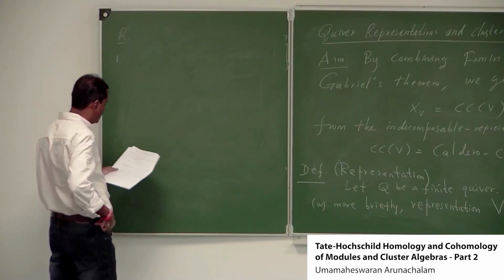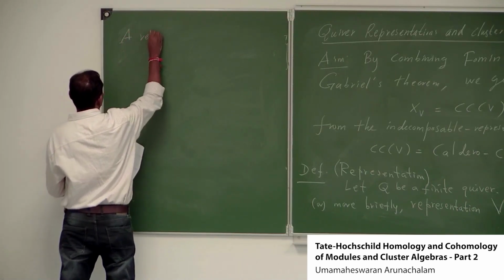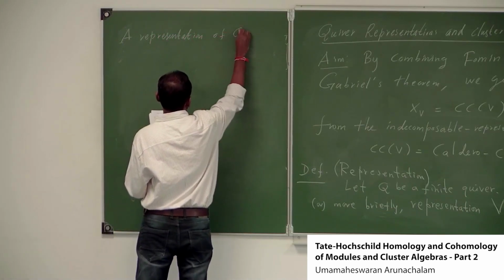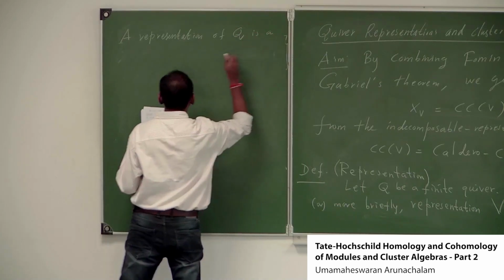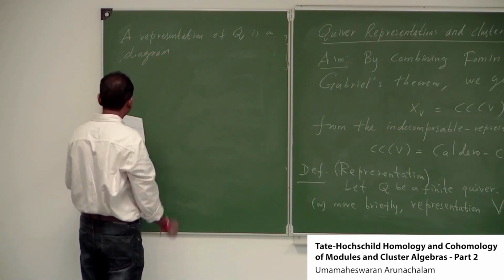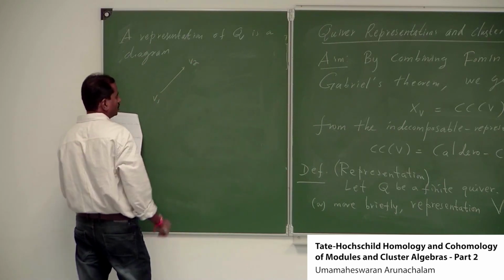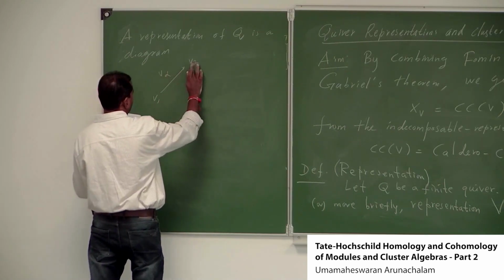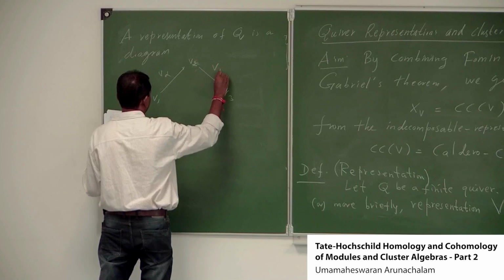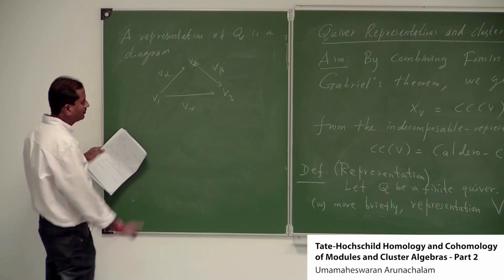So from this we make the representation. A representation of Q is a diagram. First I take V1 to V2. Your alpha is mapping from 1 to 2, so V alpha is mapping from V1 to V2, and V2 to V3 is V beta, and V1 to V3 is V gamma. It is not necessarily commutative.